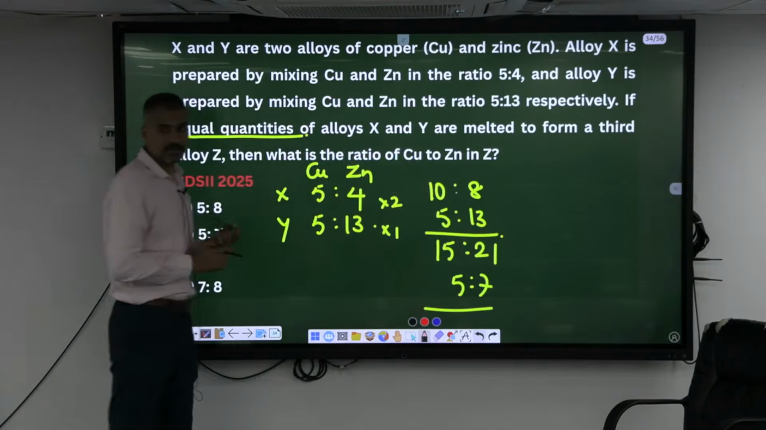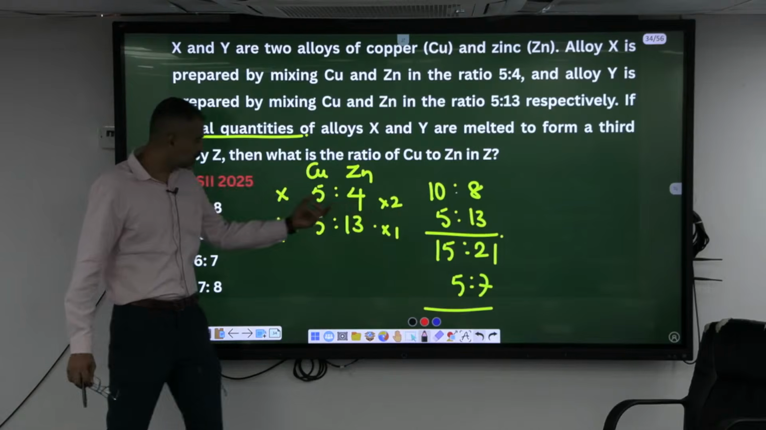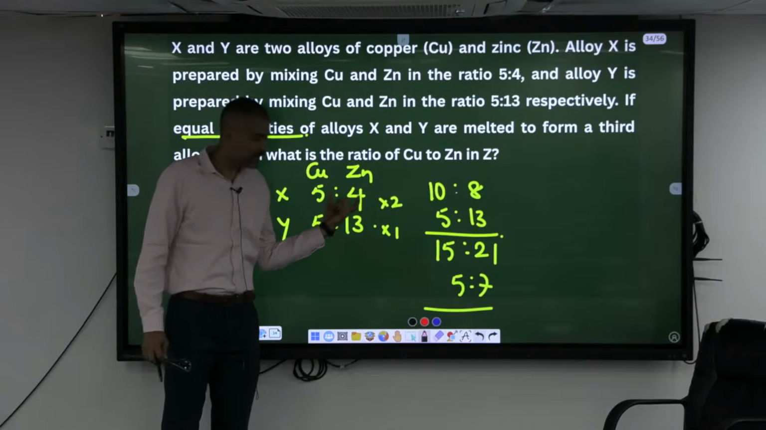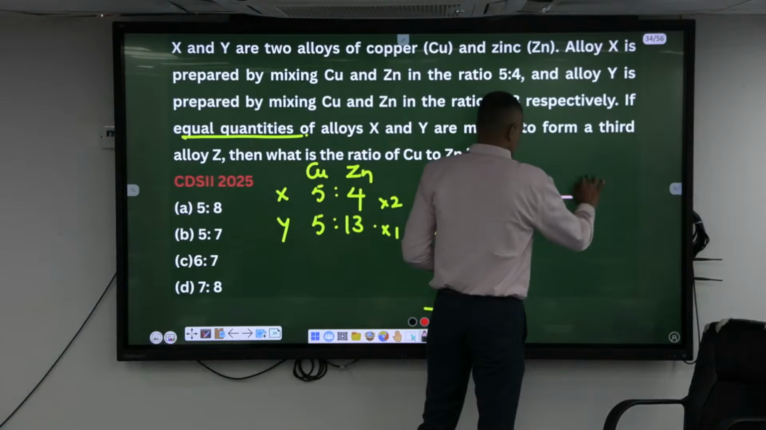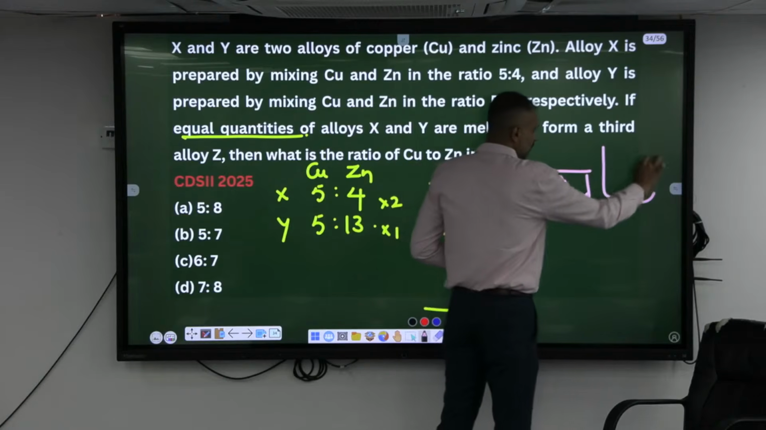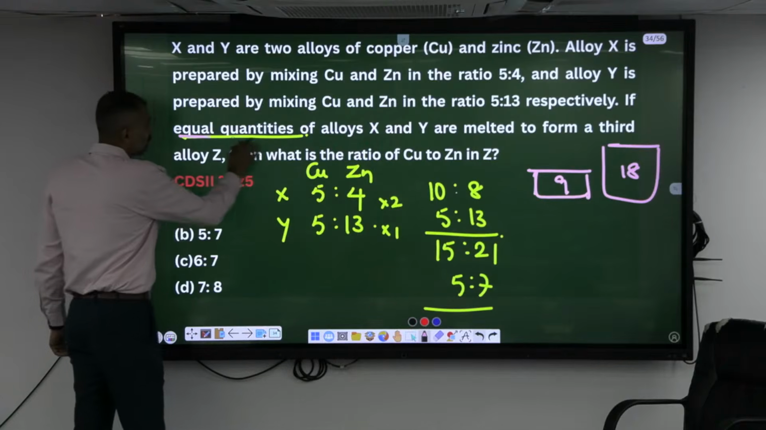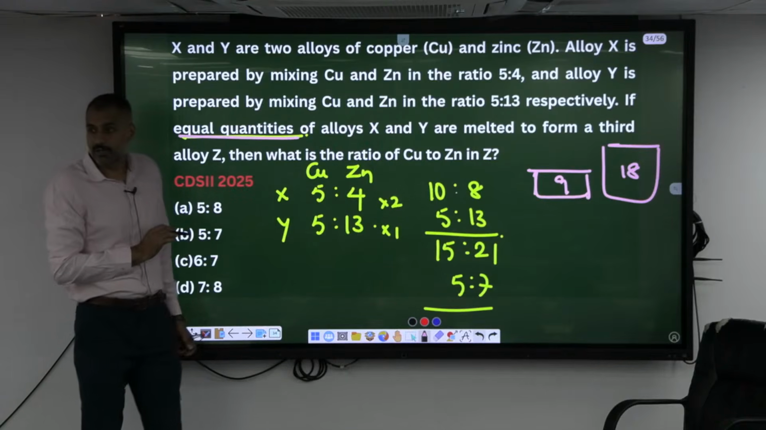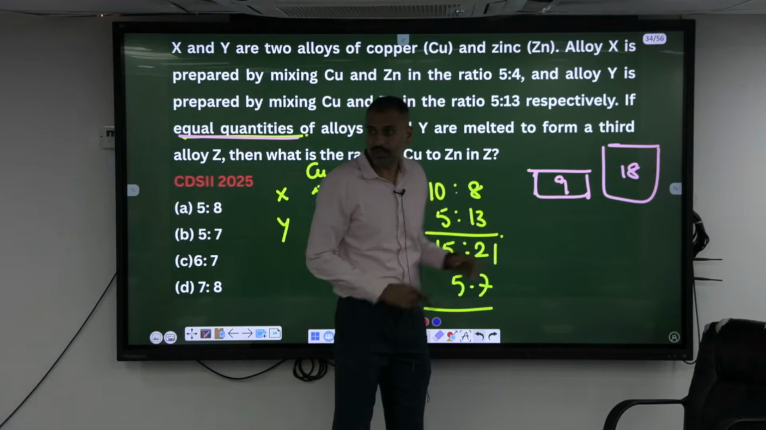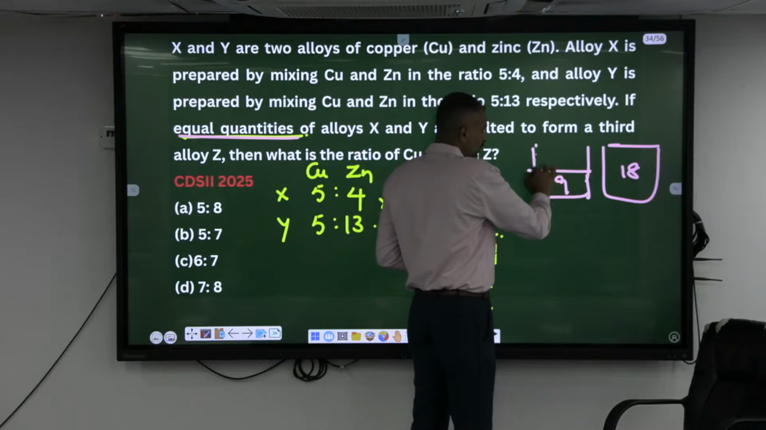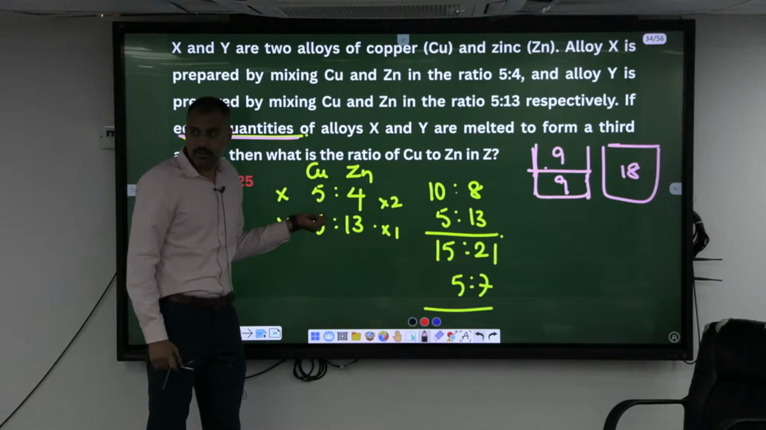Yes, madam. Which part? Into 2. This is how many parts here? 9 parts. This is 18 parts. So these are the vessels here. This is a 9-part vessel. This is an 18-part vessel. Okay. What he says? You have to mix them equally. Meaning you have to take 2 such vessels to make the quantity equal first. Isn't it? Okay. Meaning you have to make it 18. Meaning 1 more 9. You multiply this by 2. Okay, na?